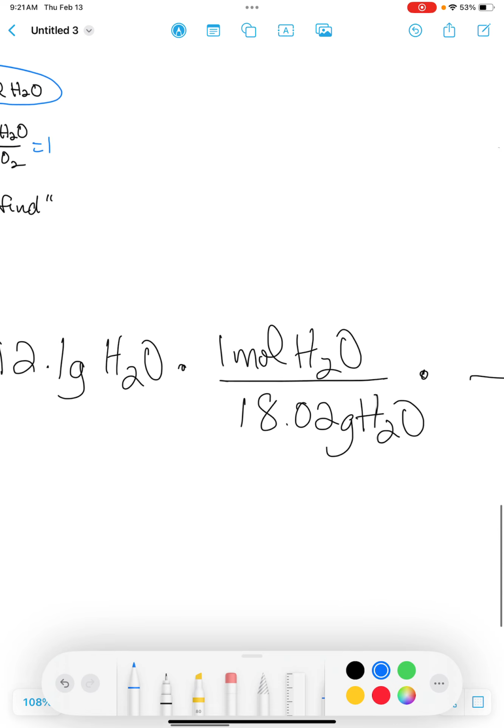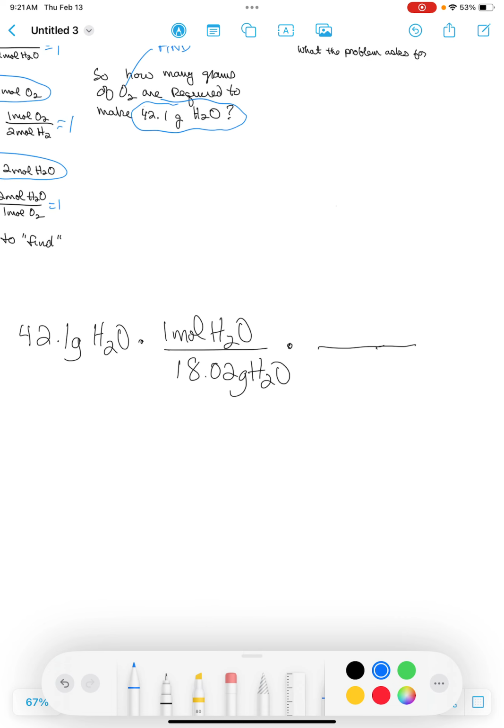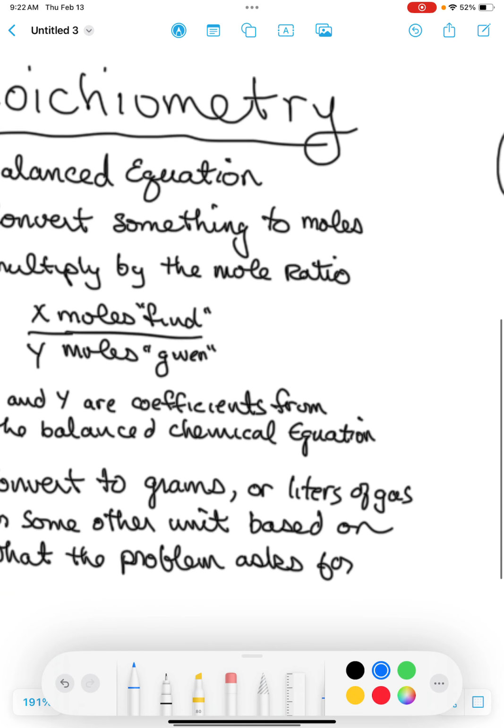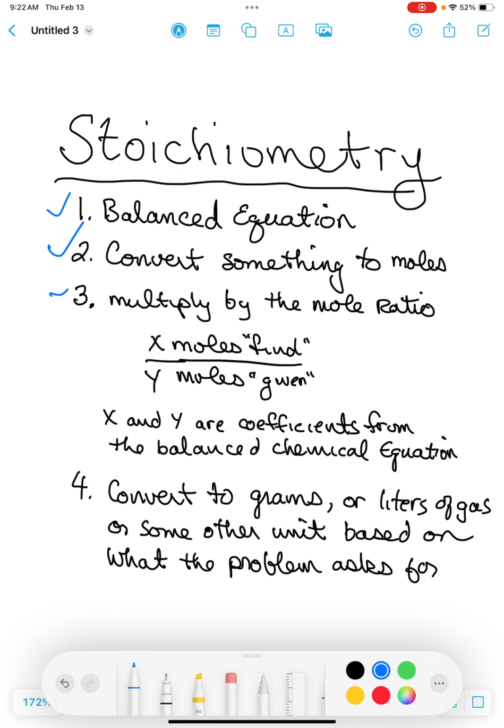So we've got our 42 grams of water times 1 mole of water over 18.02 grams of water. That was what we did in step 2. Then it will be 1 mole of O2 over 2 moles of water. So now, see, this has to be the matching with that, so they will cancel. So now we've converted from grams of water to moles of water, and now we've changed that to moles of O2. So we are clearly clicking right along here. We just did step 3.